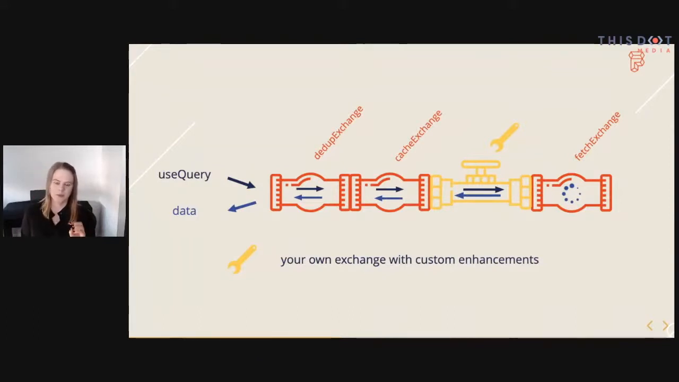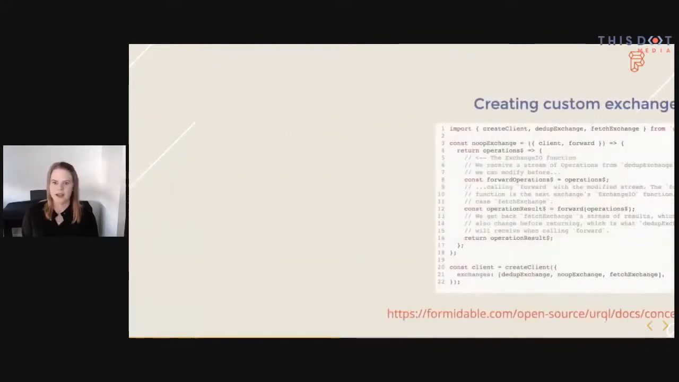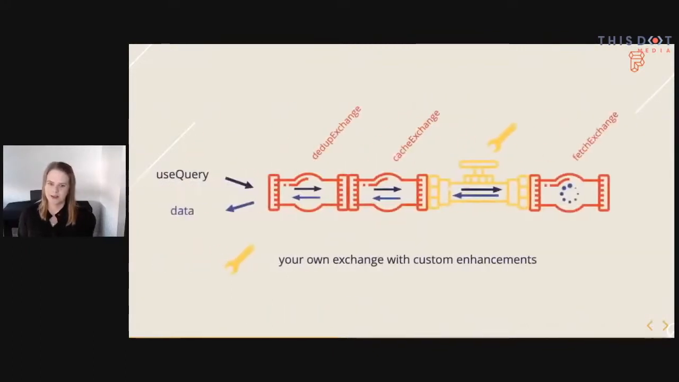So you can modify any of this. You can remove any of the exchanges. You can replace them, and you can put your own custom exchanges at any point in this exchanges array, as long as they follow the API. And now you might wonder, how does this magical API work?